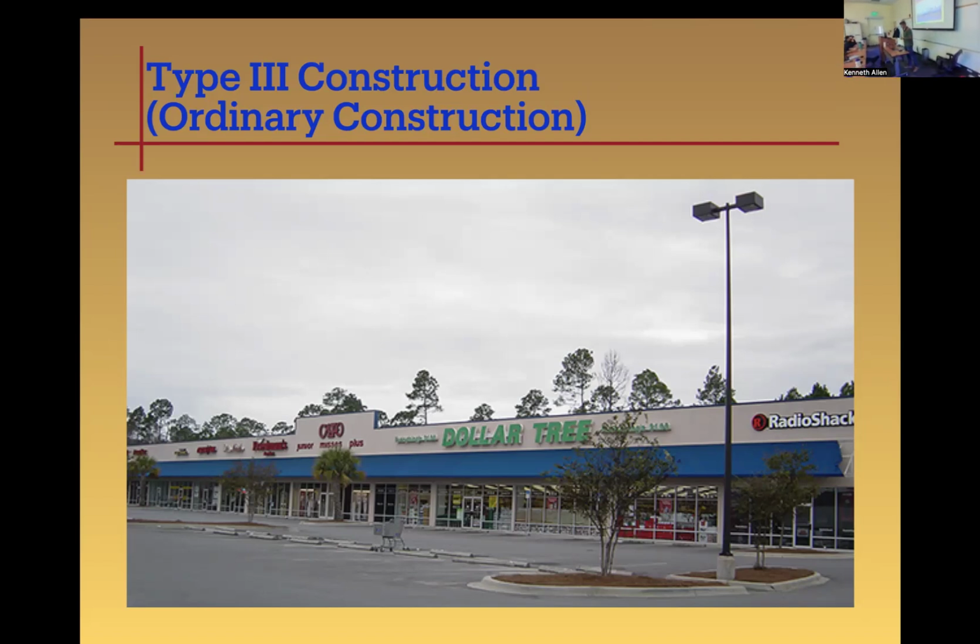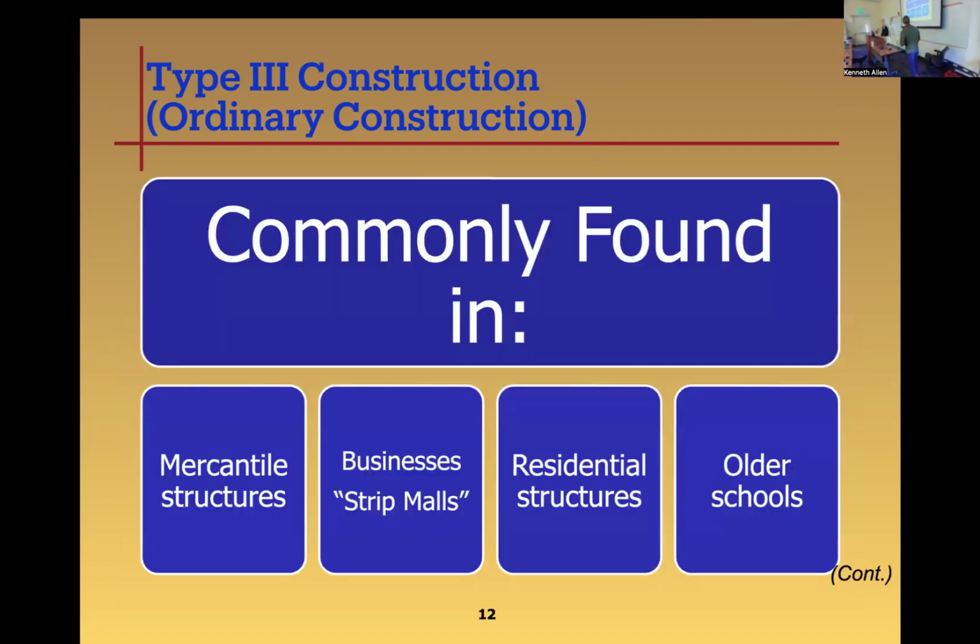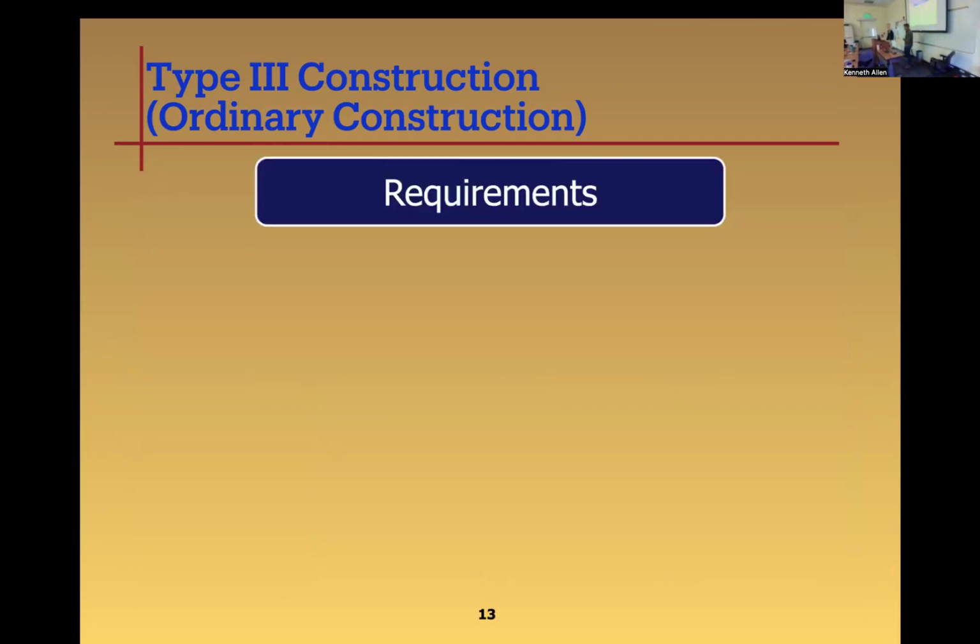Strip malls are really hard fires to deal with, because if you don't thoroughly manage that immediately, if you're not aggressive in fighting it out and then doing a really good salvage and overhaul, a lot of times a whole strip mall will burn down in about an hour. Or you miss a spot and it sneaks through into the back wall or through the roof to another store, and then that one lights on, and that whole place keeps going. Type 3 is commonly found in, as I said, strip malls, residential structures, mercantile structures, older schools.